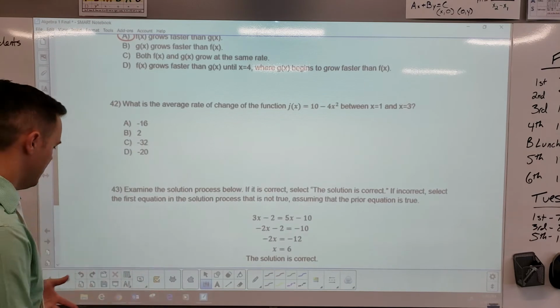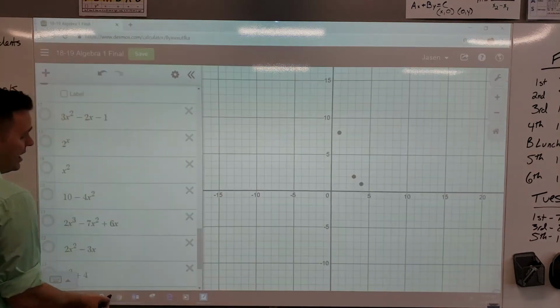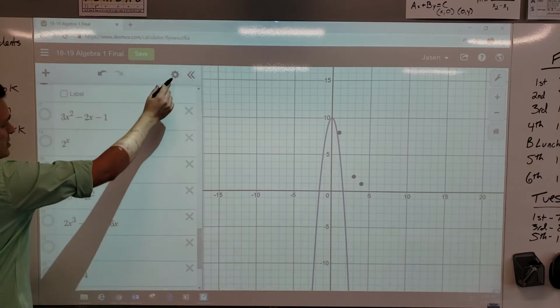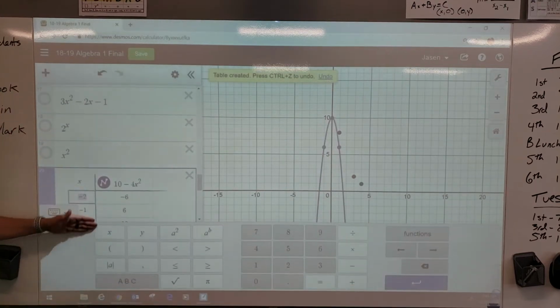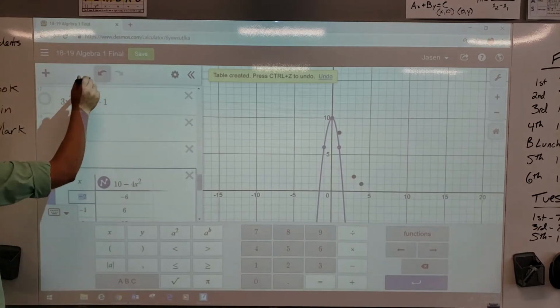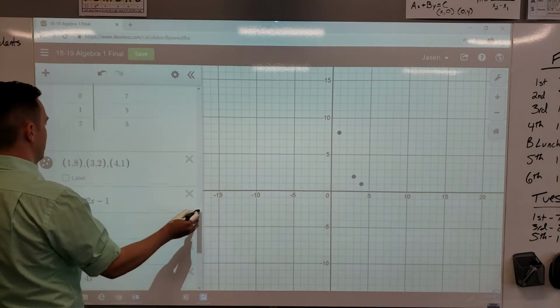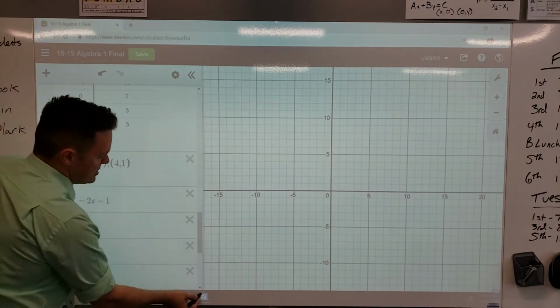You graph it in Desmos, okay? And when you graph this in Desmos right here, then you use the table function. Once again, you do the table function, you get your points. When you do your points, ladies and gentlemen, that is when you want to make sure from there, so let me get rid of this other thing here. When you do your points, that's what you write down.